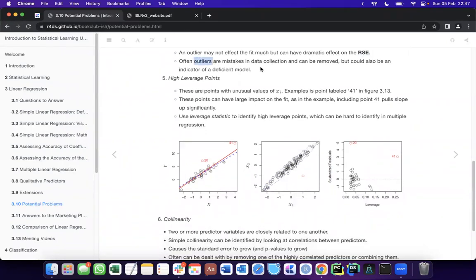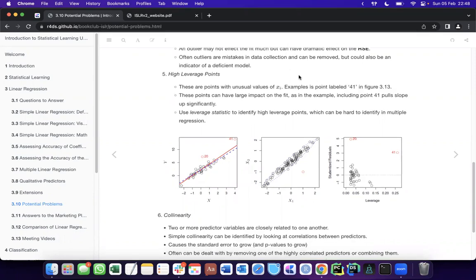And yeah, just good things. It could be a mistake, and there are a couple of different ways you can do things with them. But it also could be a genuine data point, and maybe your model isn't capturing some piece of information that it needs to.